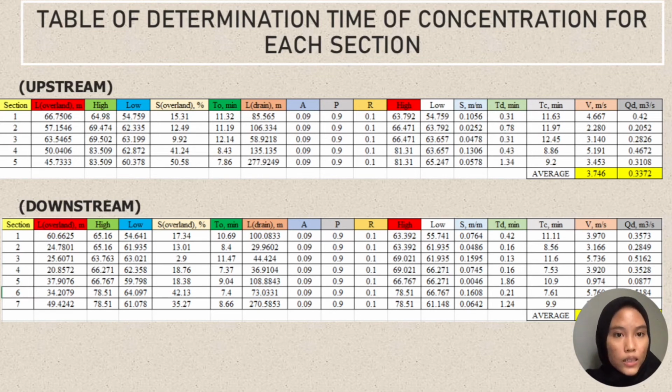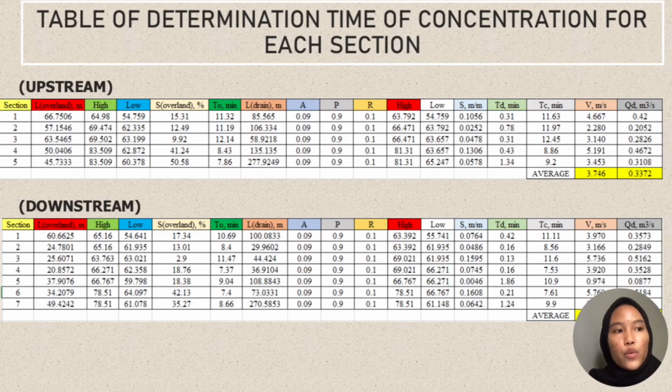And then we calculate the velocity of the subcatchment. The velocity can be calculated using the Manning equation. It is 1 over Manning roughness, times hydraulic radius to the power of 2/3, times friction slope to the power of 1/2. So the Manning roughness is, as we decided, 0.015. So for example, subcatchment 1, upstream, the velocity that we get is 4.667 meter per second.